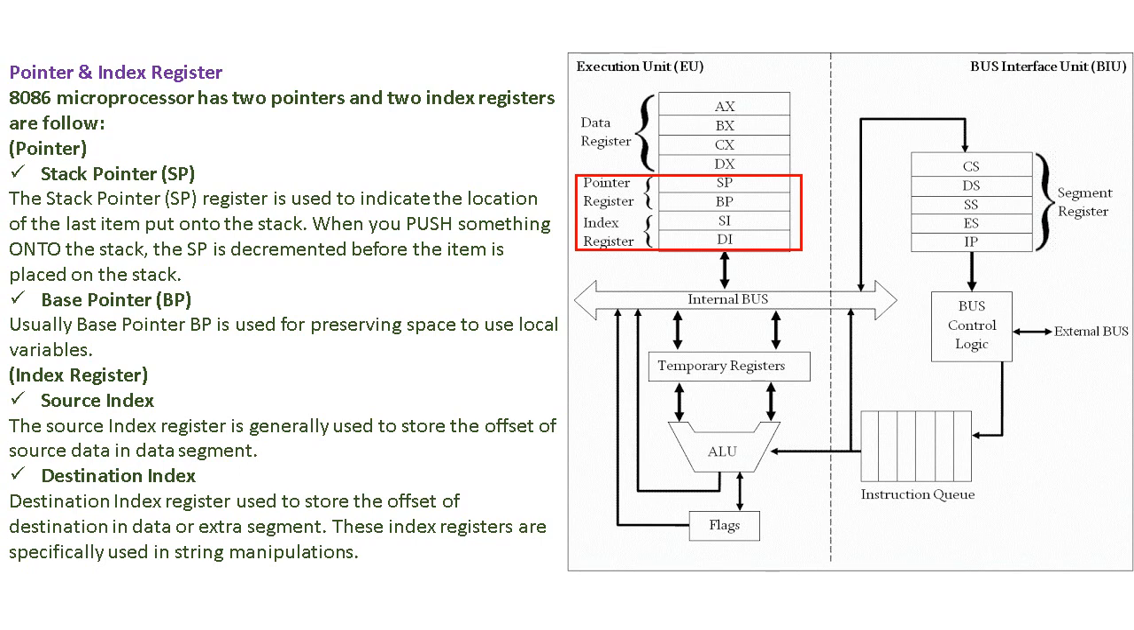And followed by the index registers. One is the source index. The source index register is generally used to store the offset of source data in the data segment. And another is the destination index. The destination index register is used to store the offset of the destination in the data or extra segment. These index registers are specially used in string manipulation.